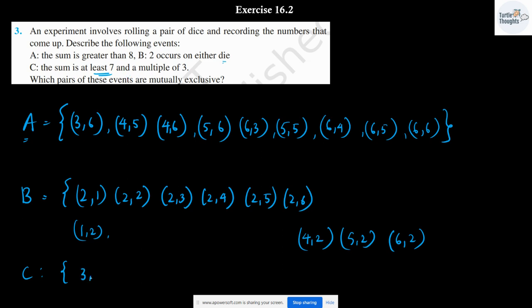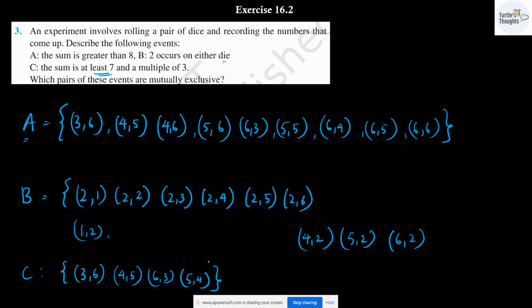Let me consider 3 comma 6. When I add 3 and 6, the sum 9 is greater than 7. And is it a multiple of 3? Yes, 3 plus 6 is 9, and 9 is a multiple of 3. Similarly, I can write 4 and 5. When I add 4 and 5, I get 9, which is more than 7 and a multiple of 3. Similarly, I can write 6 comma 3 and 5 comma 4.